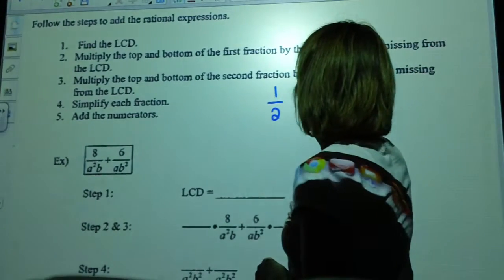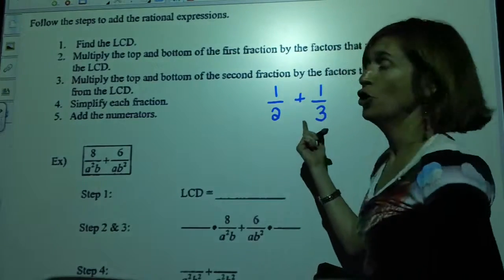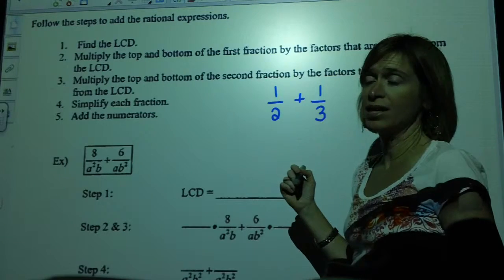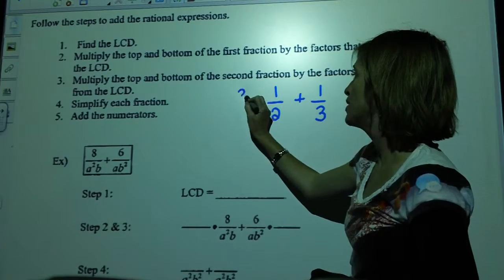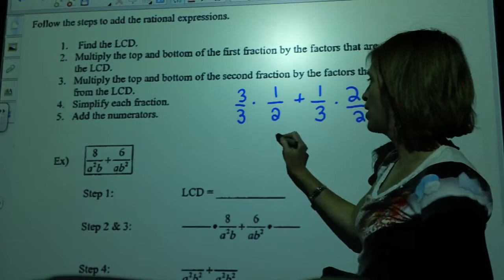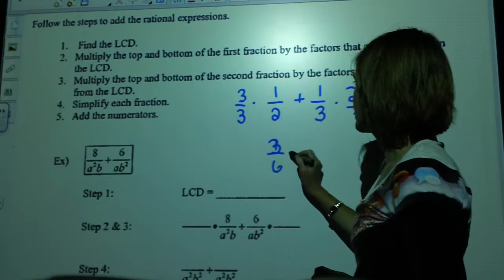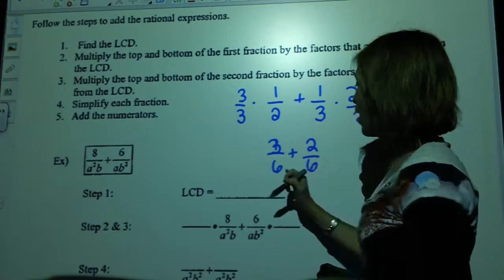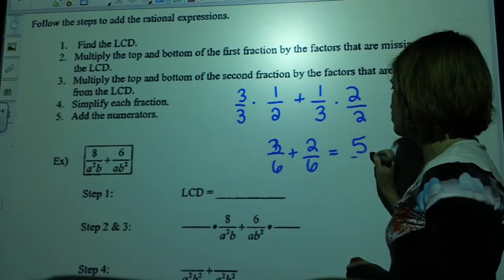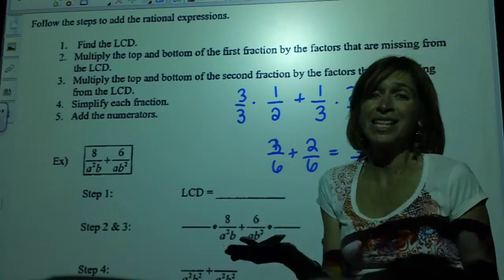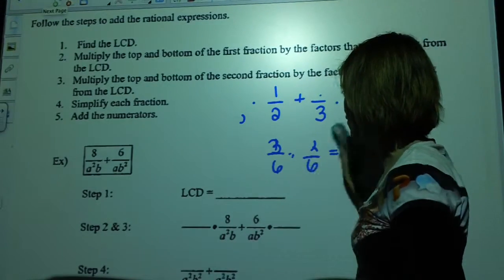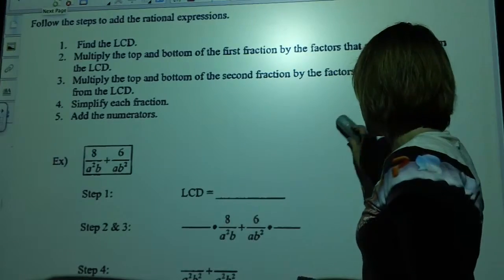If I give you 1/2 plus 1/3, you need to find the lowest common denominator. The lowest common denominator in this case would be 6. So you'd multiply this side by 3 over 3 and this side by 2 over 2, and you get 3 over 6 plus 2 over 6. Now that you have a common denominator, you would add the numerators and you would keep the denominator. The process is exactly the same, but it gets a little confusing because we're talking about things that have variables in them.